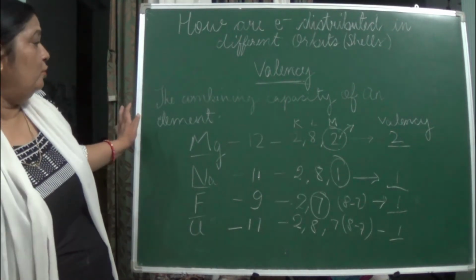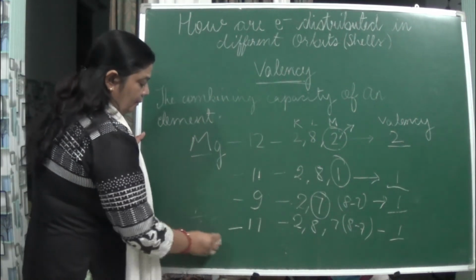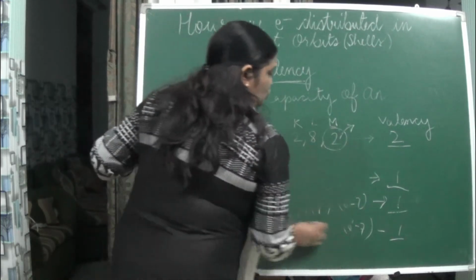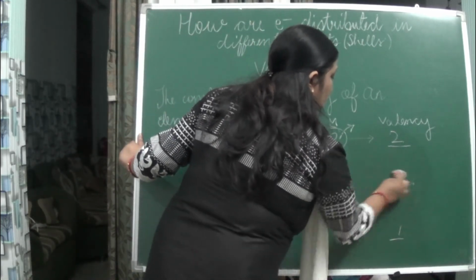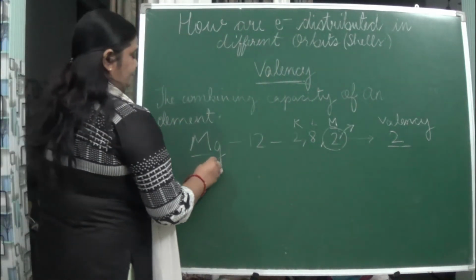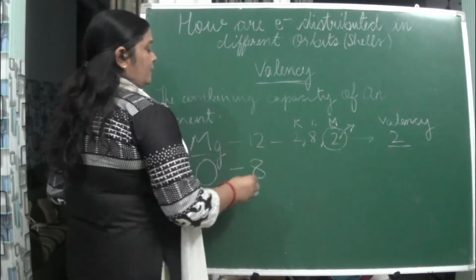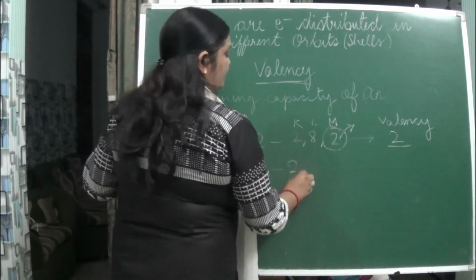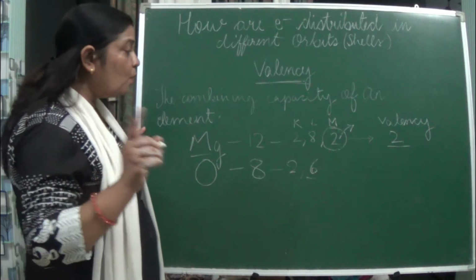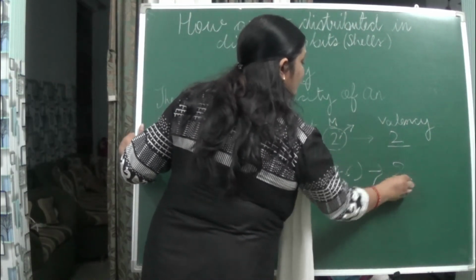Now I would like to show you how these elements combine. Like the first one, it is written magnesium. So for magnesium, the valence electrons are 2, isn't it? Now take oxygen. What is the atomic number of oxygen? It is 8, isn't it? So it will be 2 and 6. I said to you, if it is coming 6, will the valency be 6? No, it will be 8 minus 6, and that becomes 2. So its valency is also 2.